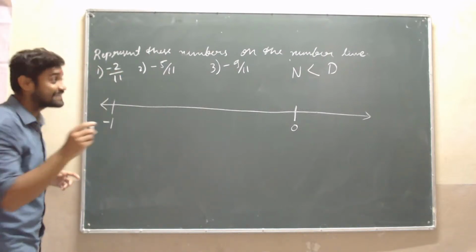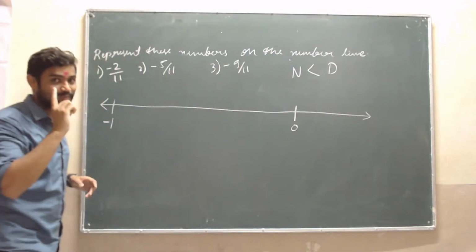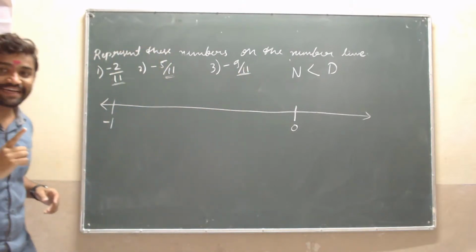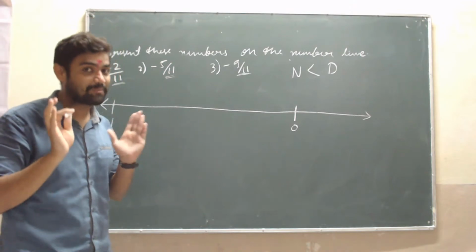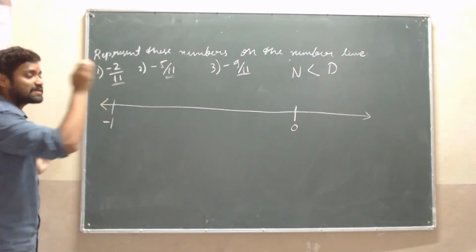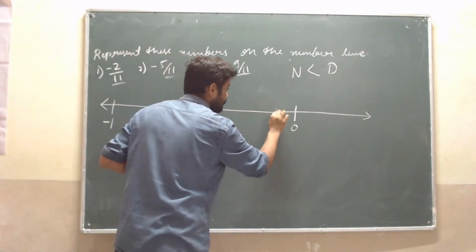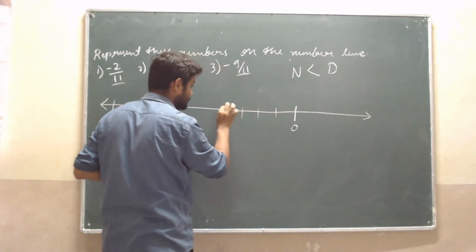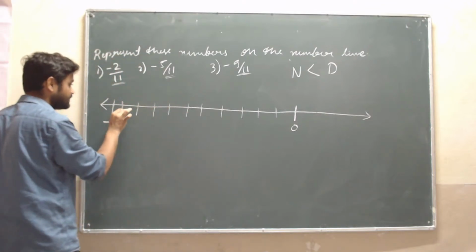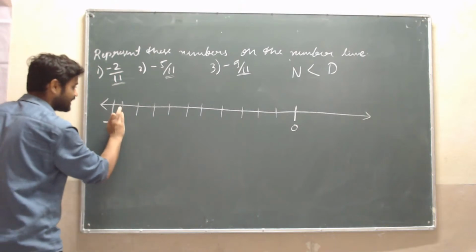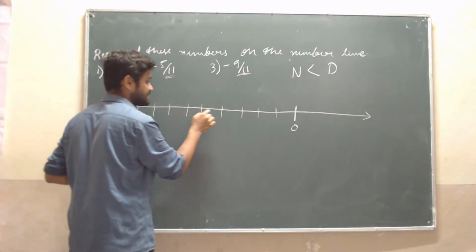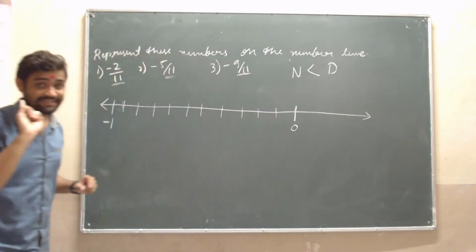One more common thing we have, that is the denominator is the same. And the denominator indicates equal parts. Very good, 11 equal parts. It is 11 equal parts we have to make here. See here: 1, 2, 3, 4, 5, 6, 7, 8, 9, 10, 11. See one more time: 1, 2, 3, 4, 5, 6, 7, 8, 9, 10, 11. Clear?